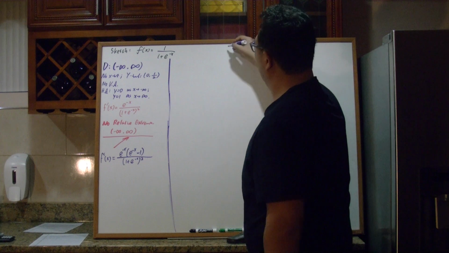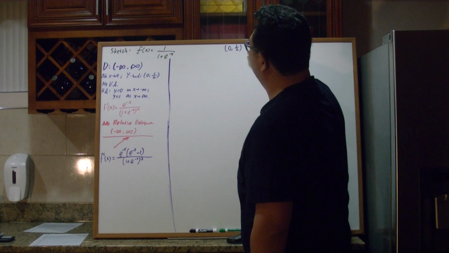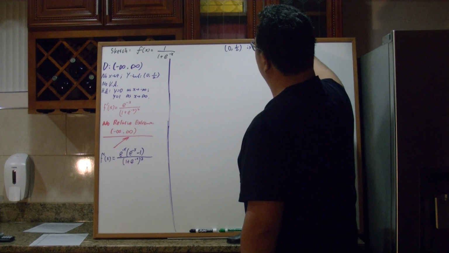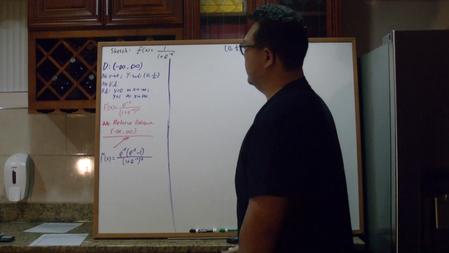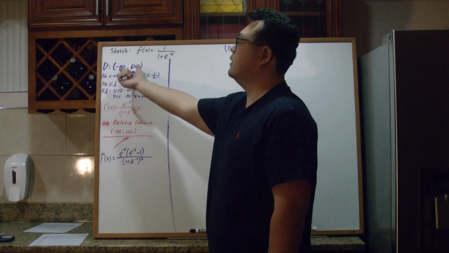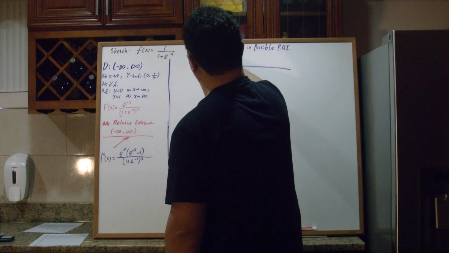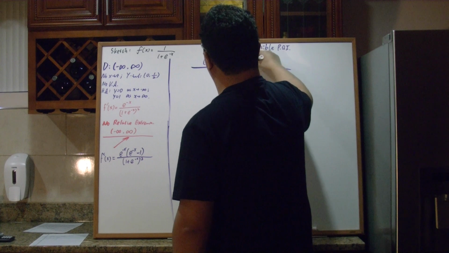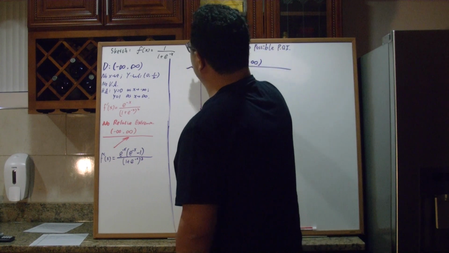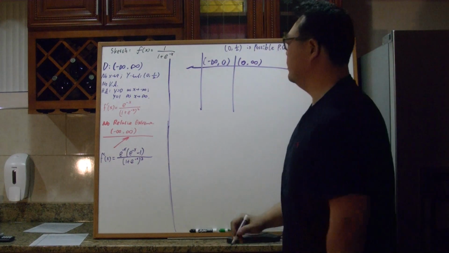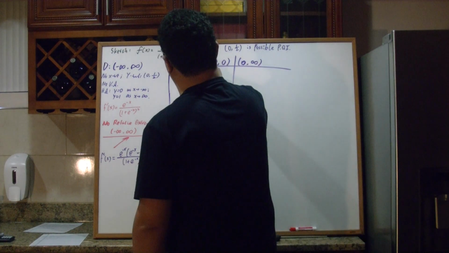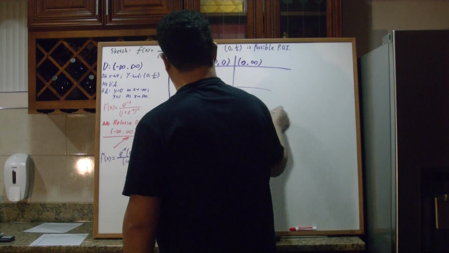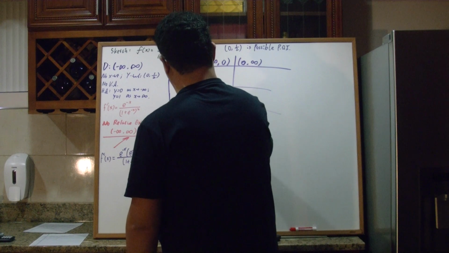So (0, 1/2) is the possible point of inflection. Then we just cut the domain by the x value of the point of inflection, so it cuts into negative infinity to 0 and 0 to infinity, for the test value, and for the f double prime, and for the f.